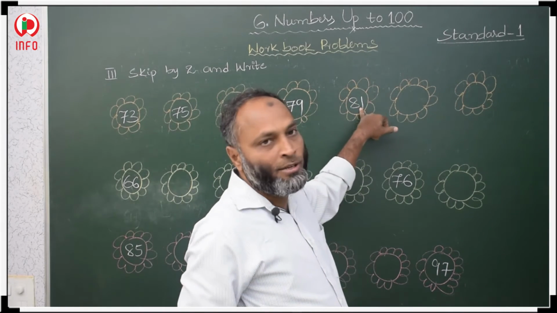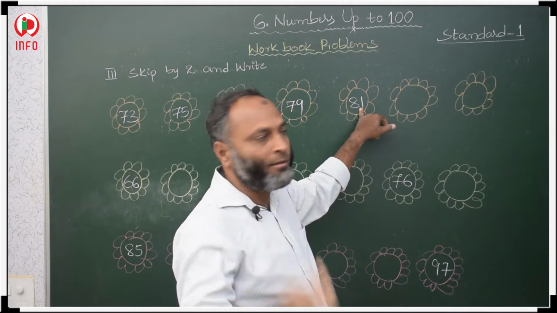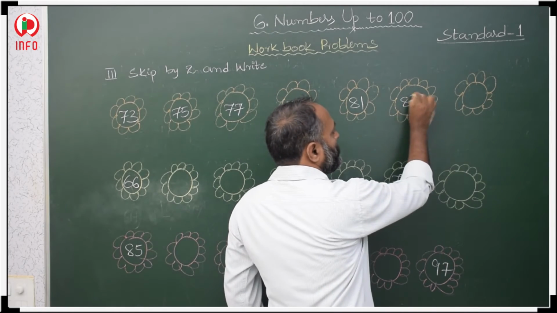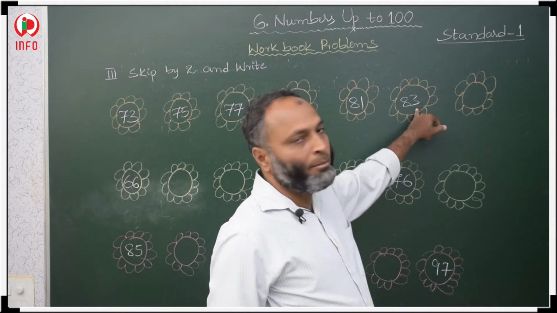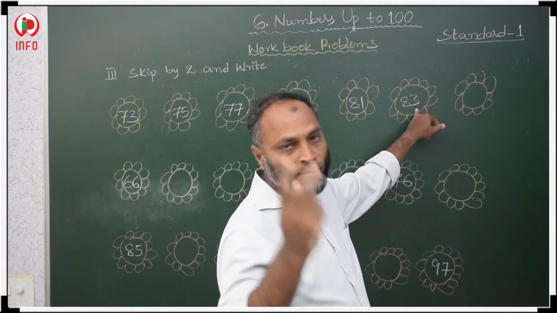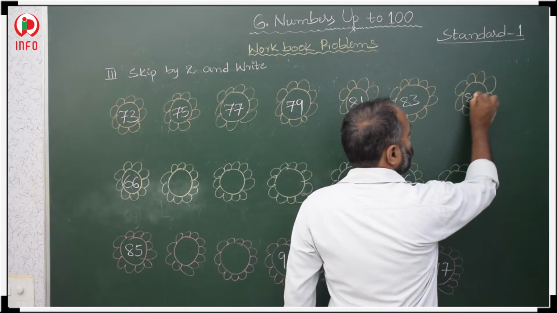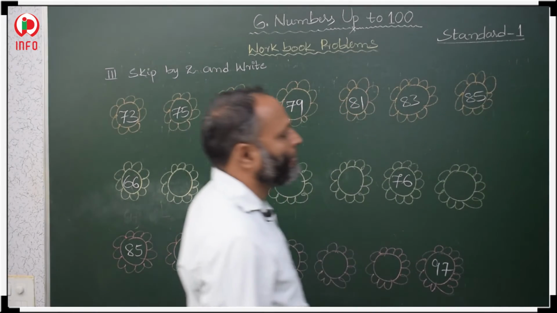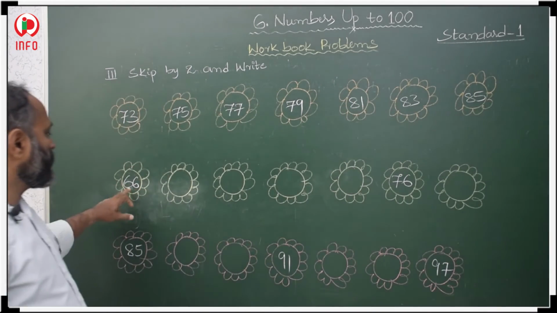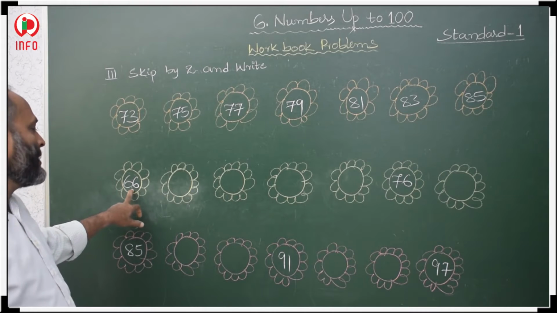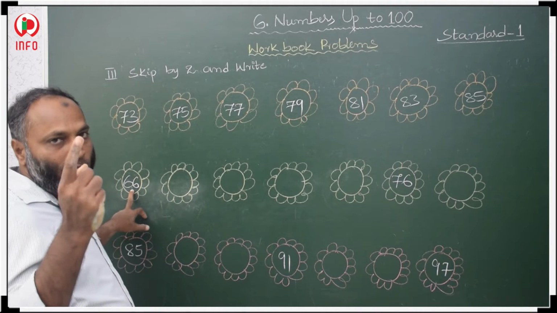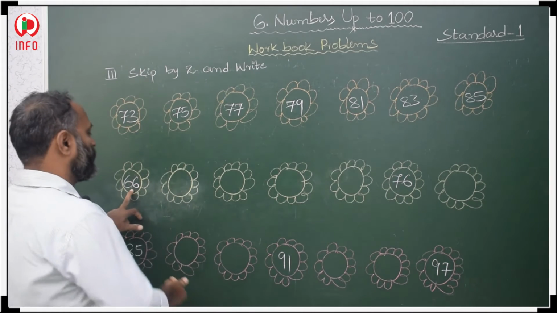81, skip by 2, 82, 83. 83 skip by 2, 84, 85. That 85 we have to write. Okay. Then in the next, 66 is given, first skip by 2, 66, 67, 68.